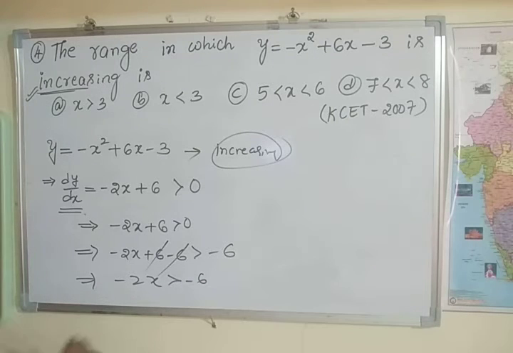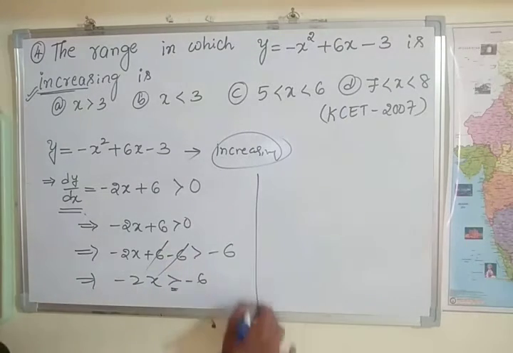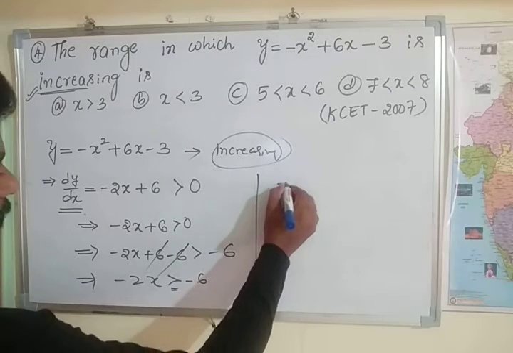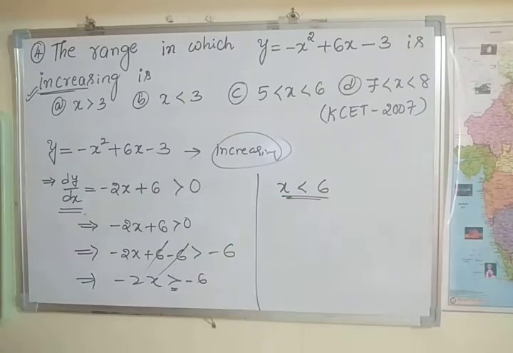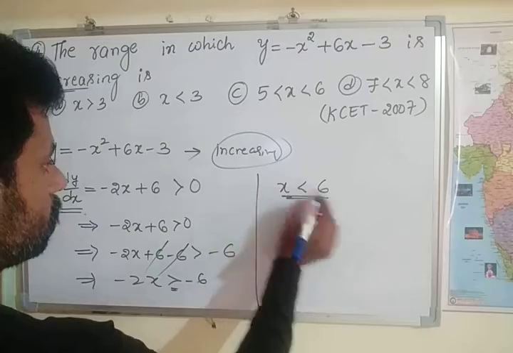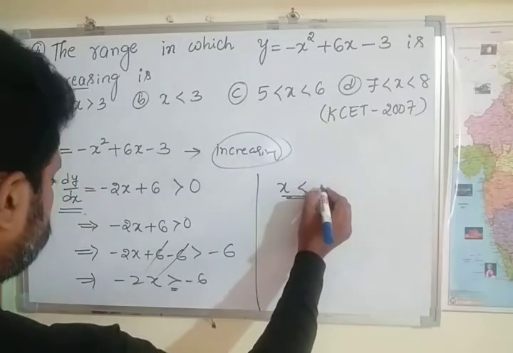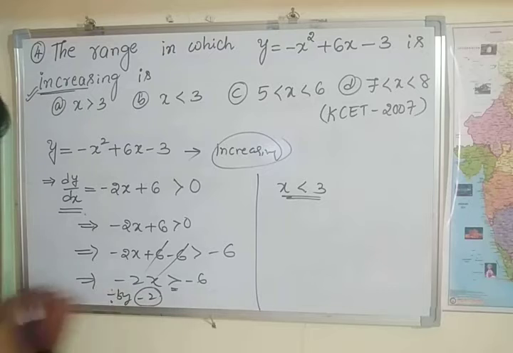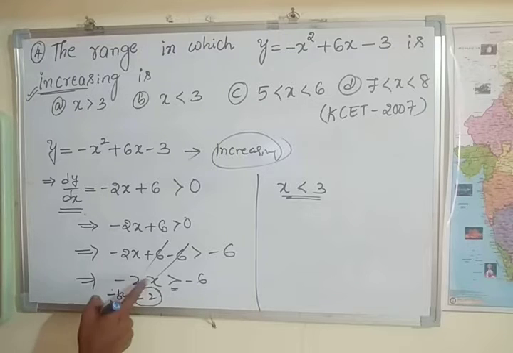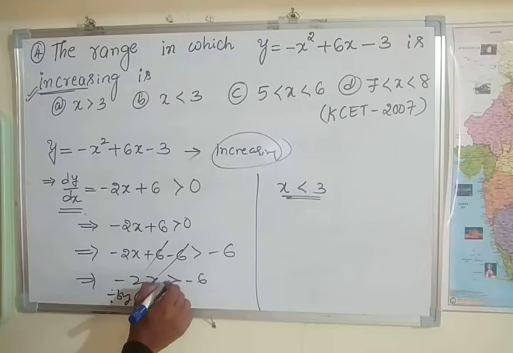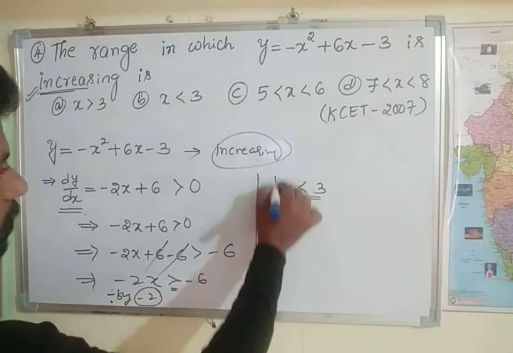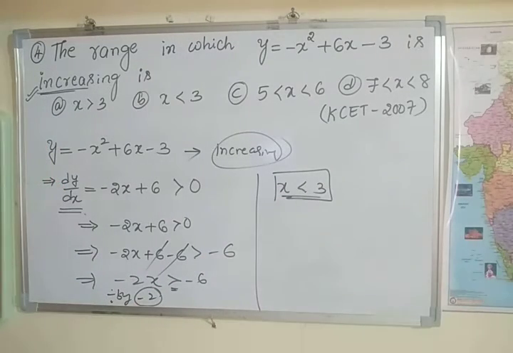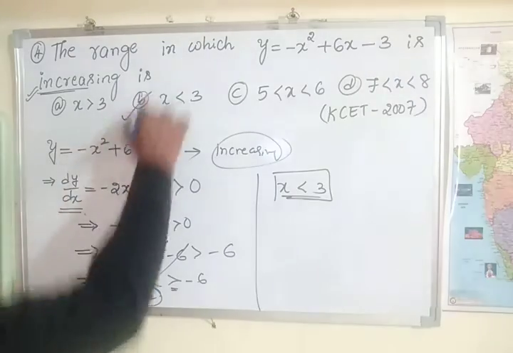Then divide both sides by minus 2. Here the inequality changes its symbol. Minus 2 gets cancelled, we get x. Then minus 6 divided by minus 2 gives plus 3. But greater than becomes less than, so x is less than 3. Option B is the correct option.